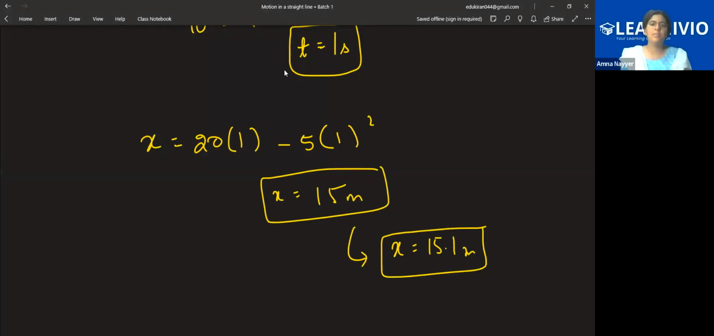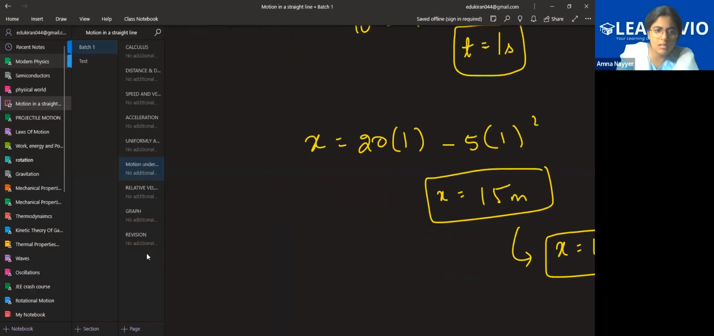Class, tell me, is this portion clear? Write this down. This completes motion under gravity. Now relative velocity is a very short portion and graph is very short. This will take just one class. This is a short class. This would be completed, then we'll start with vectors first.